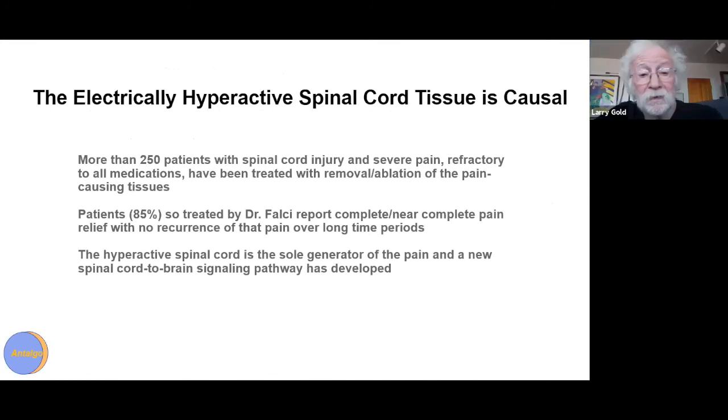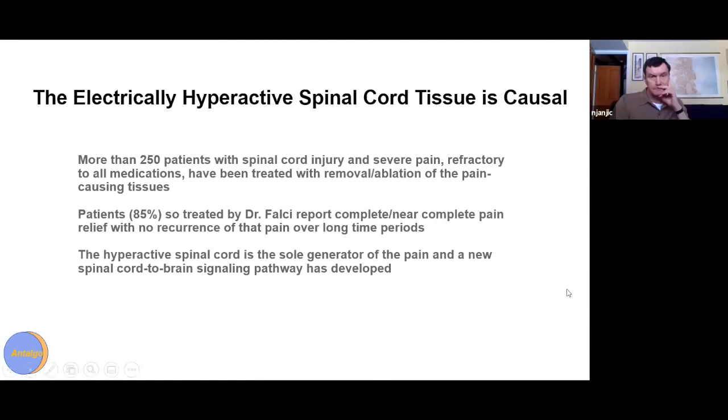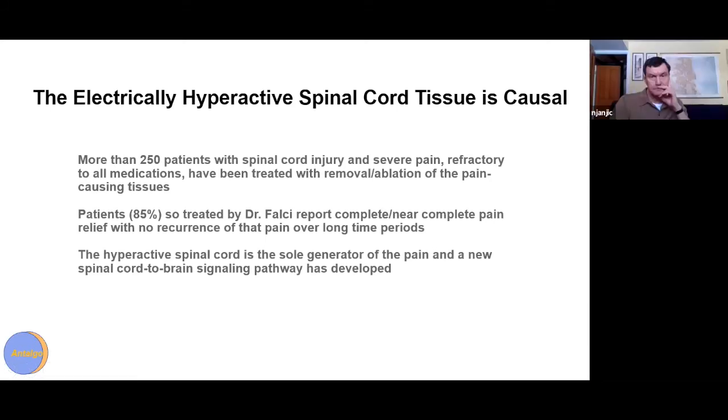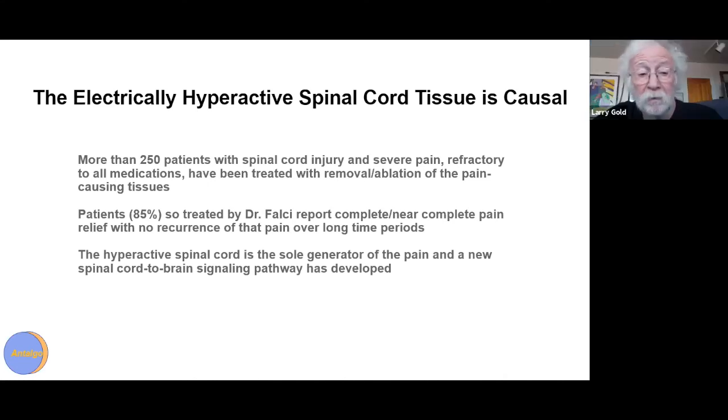There you go. So he knows it's causal. Why does he know it's causal? Because when he ablates it or removes it, the pain goes away. The end of story. That's a definition of causal. And he's done now 250 patients, and about 85% of them have been responsive by no pain. Okay, last slide, next slide.